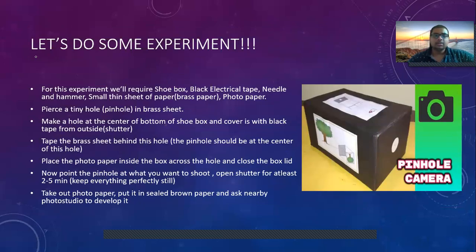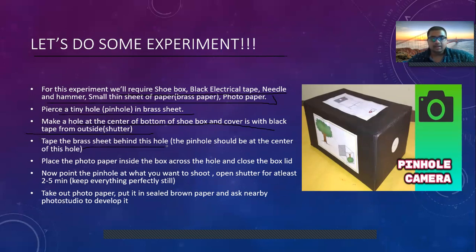Okay, so you are going to do an experiment, not right now, not right here. You do this experiment and see the results. For this experiment, we'll require a shoebox, black electrical tape, needle and hammer, a small thin sheet of paper, and a photo paper. Pierce a tiny hole or pinhole in the brass sheet, then make a hole at the center of the bottom of the shoebox and cover it with black tape from outside, which will act as a shutter for your camera.